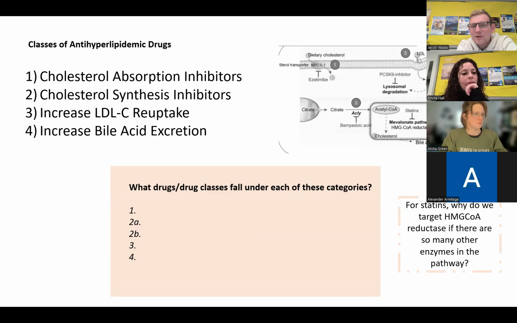Does anybody know why we'd prefer to use statins over bempedoic acid? Because isn't HMG CoA reductase the rate limiting step? Exactly, perfect. That enzyme is the rate limiting step, so that's why we target it. That's usually a question on the exam, so it's definitely going to be a question on the exam.